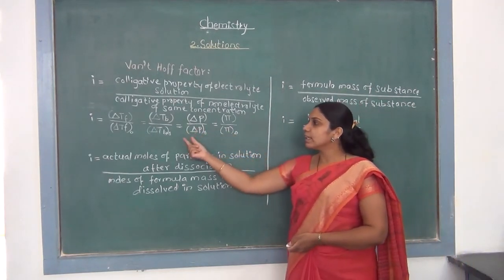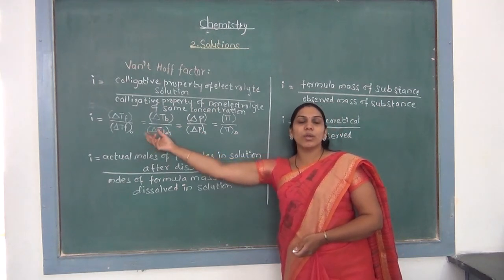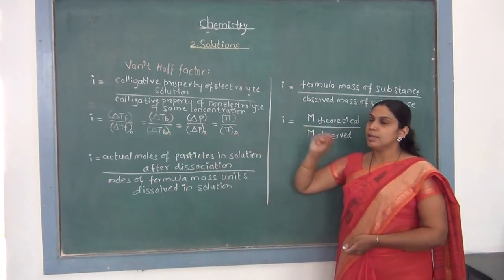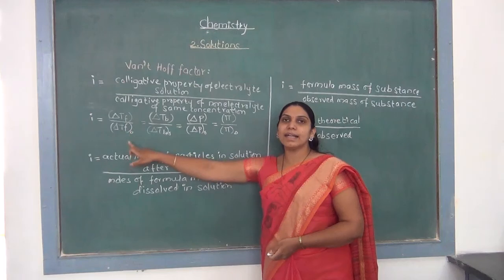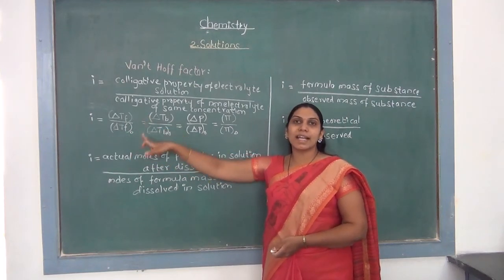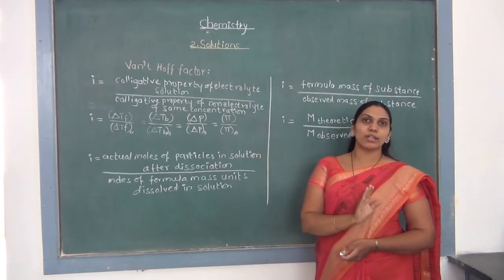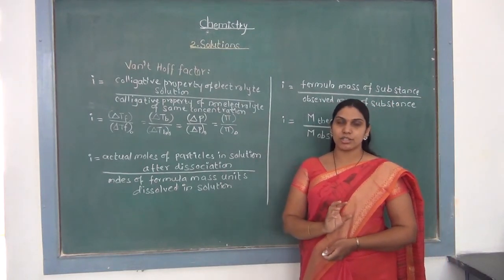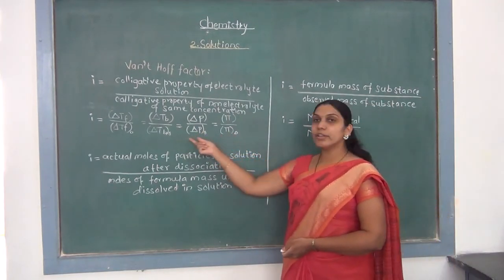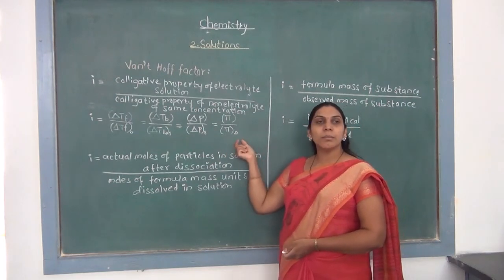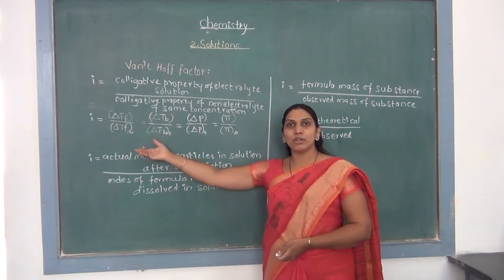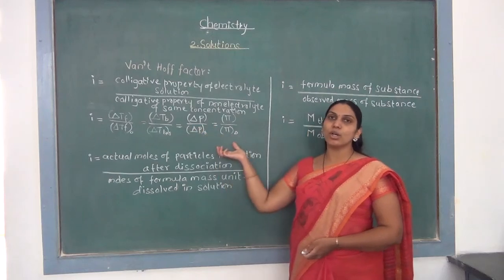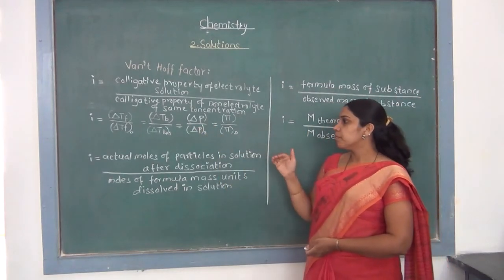So while taking into consideration the equations for Van't Hoff factor, the delta Tf and delta Tf0 are calculated for electrolytes and non-electrolytes, but the solutions must have the same concentration. These are the different mathematical expressions for Van't Hoff factor using the different colligative properties.